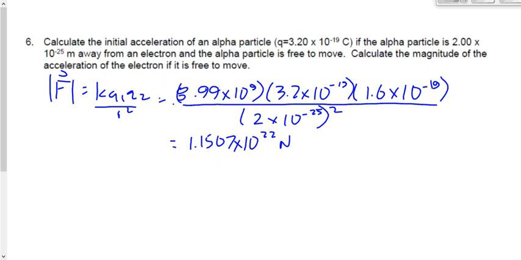It's both, yes. If an alpha particle applies a force on an electron, the electron applies an equal and opposite force on the alpha particle. So the force is the force. This is the one we want for both of them.